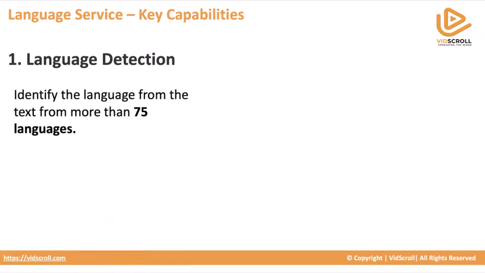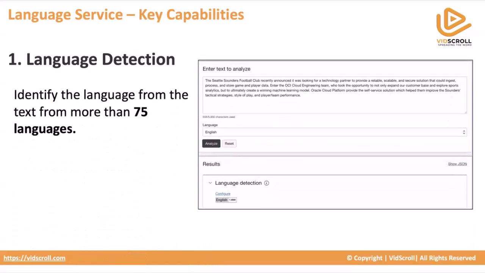Now, let's understand the key capabilities offered by the language service. The first is language detection. As the name says, you provide text to the language service, whether it is in English, French, or Japanese, and it will detect which language the text is provided in. For example, I provide this text in English, and when you say analyze, it will detect that the text is provided in English and give you English. It can recognize more than 75 languages as of now.